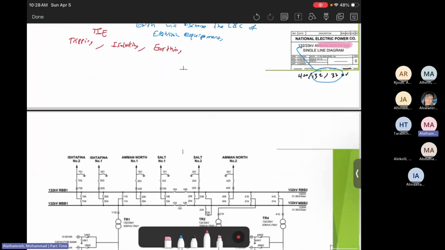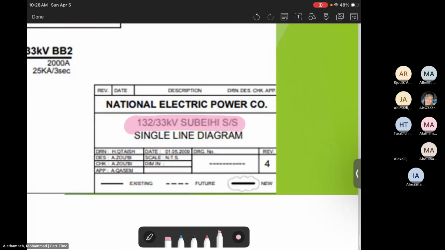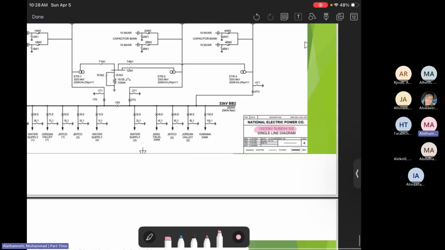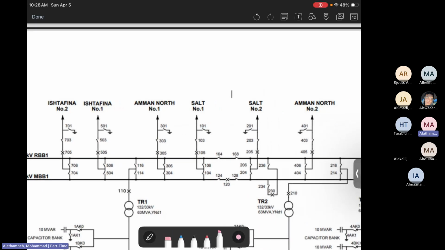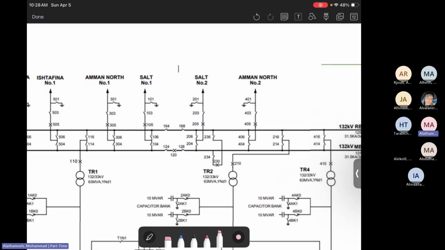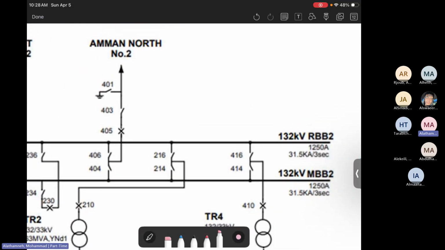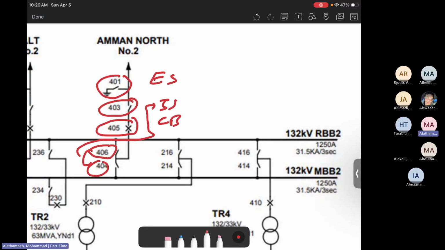Let's see another single line diagram, and this single line diagram is associated with the Sbehi substation, 132/33 kilovolts. You will see there's Shtafena 1, Shtafena 2, Amman North 1, 2, Salt 1, 2, Circuit 1, 2, double circuit. Let's look at, for example, North Amman. When you look at North Amman, you will see the same. 401, this is earth switch. 403, this is isolator. 405, this is circuit breaker. And 406, 405, both of them, they are isolators.